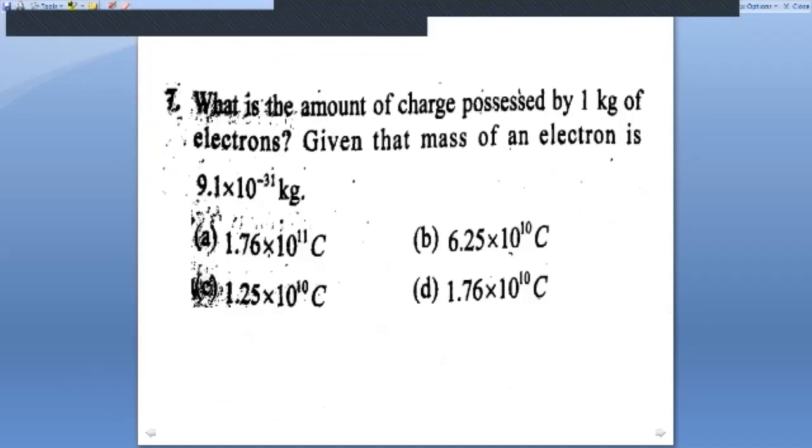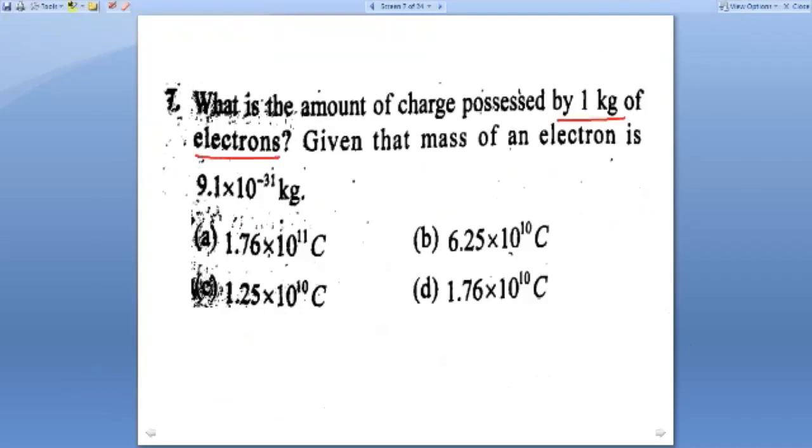What is the amount of charge possessed by 1 kg of electrons? The mass of the electron is this much. So what is the amount of charge possessed? The mass is equal to 1 kg. Given the mass of the electron, how to calculate? First, you have to calculate the n value.